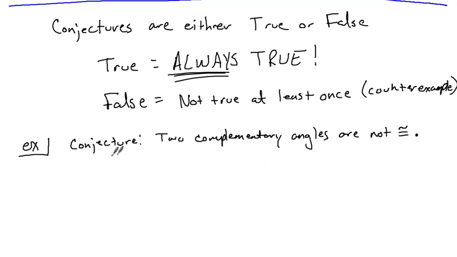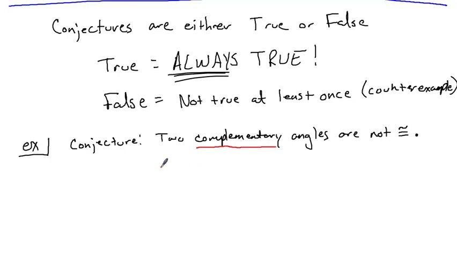So when we see this conjecture, two complementary angles are not congruent, we're either going to say if this is true or if this is false. So if it's true, that means that it's always true. That means every two complementary angles will not be congruent. If it's false, I just need to come up with one set of complementary angles. Remember, that means adds up to 90.